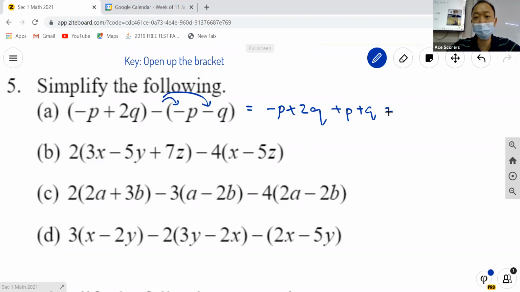Once we have opened up the bracket, we can evaluate. So minus p plus p, what's minus p plus p? Yes, very good, 0, nothing, no more. Then 2q plus q? 3q. So the answer is just 3q. You can remove the 0. Just 3q. So that's okay.